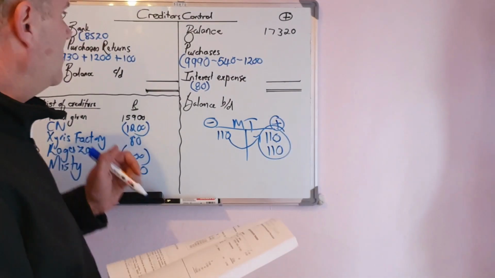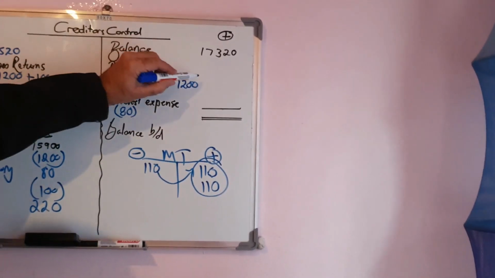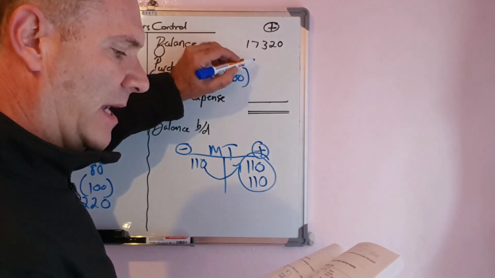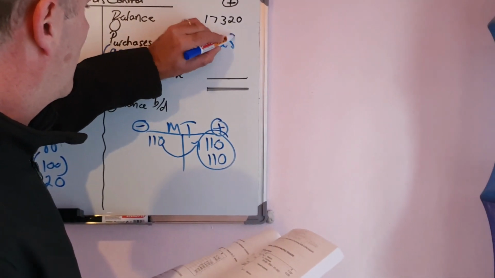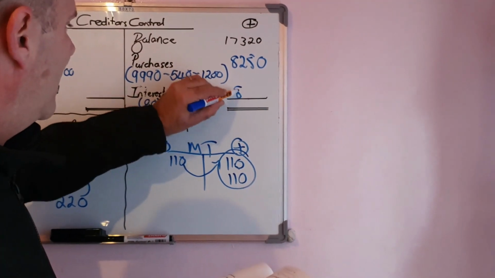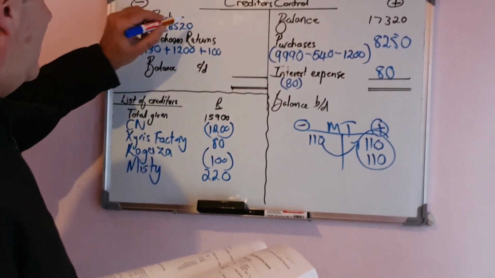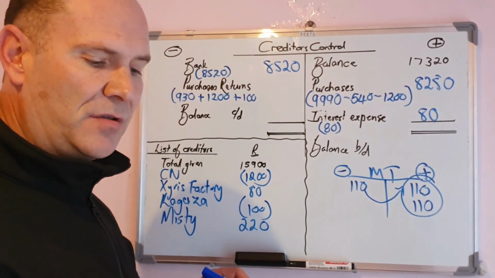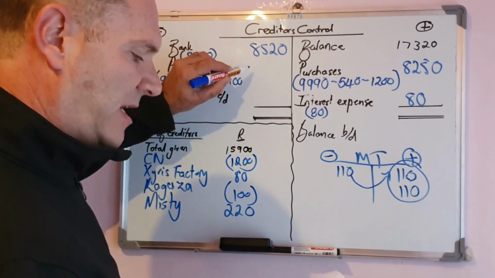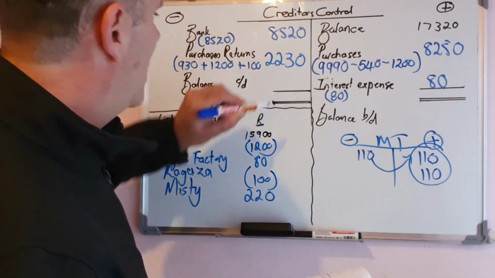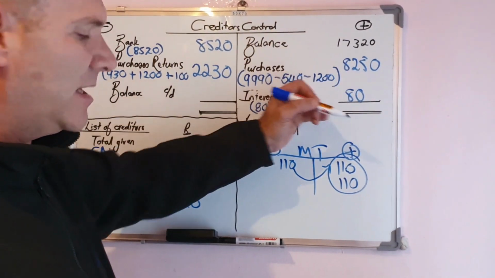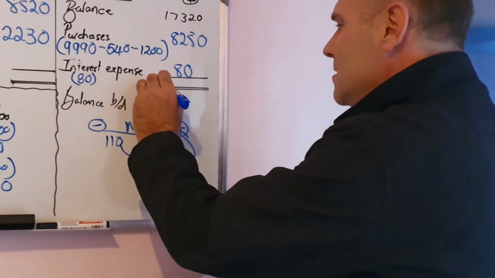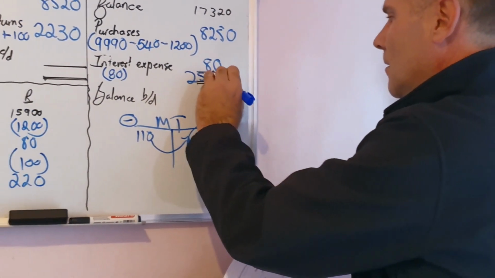So on the creditors control account, firstly the balance we have, purchases, we have got everything added up there and everything recorded. So this will now add up to 8,250 Rand. The interest expense was only the 80 Rand. On the debit side, the bank was only the 8,520 Rand. The purchases returns adds up to 2,230 Rand. And now we can clearly see when we need to balance the account that the credit side is more. So the biggest control total, the 25,650 Rand, will be used on both sides.